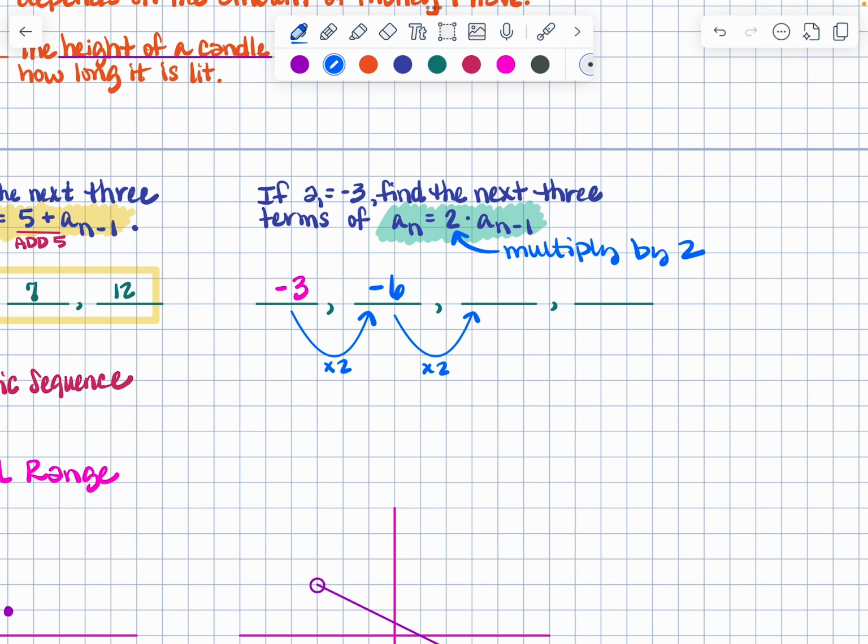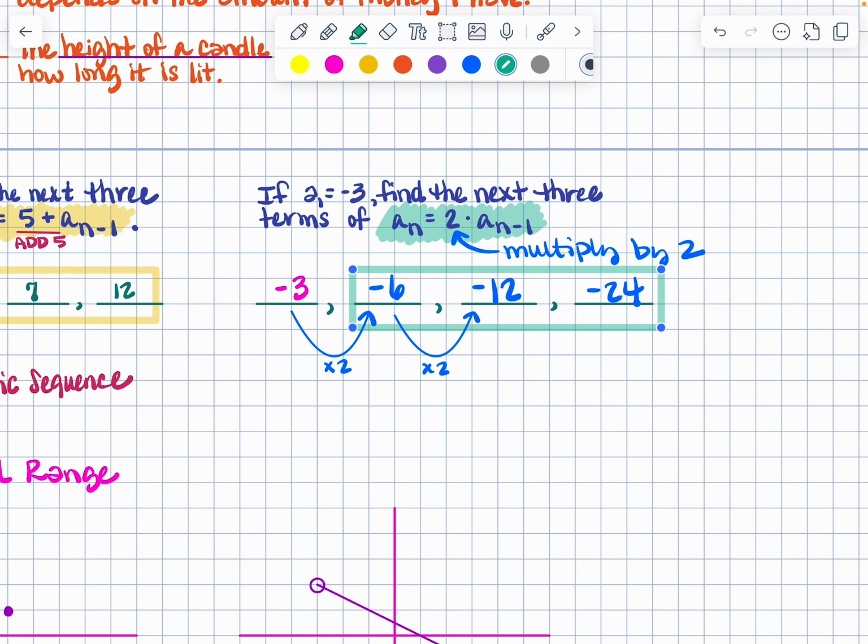And you don't have to sit here and write all the loopy things if you don't want to. Right, I'm going to multiply by 2 again, so I'm going to get -12. Then I'm going to multiply by 2 again, and I'm going to get -24, etc. Right, and the question did say find the next 3 terms, and so these are our next 3 terms.